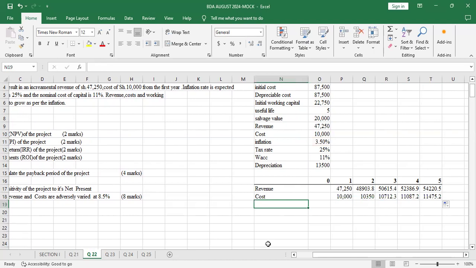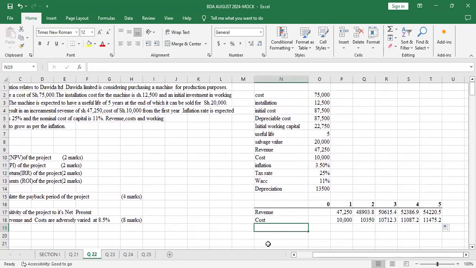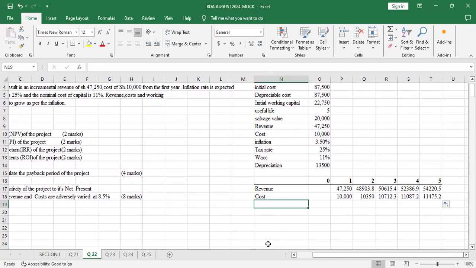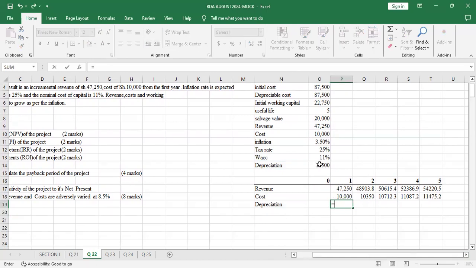Yeah, so the next item here is depreciation. So I'll just copy it. It's here. So depreciation, it's 13,500 for the 5 years. It will be constant all through.